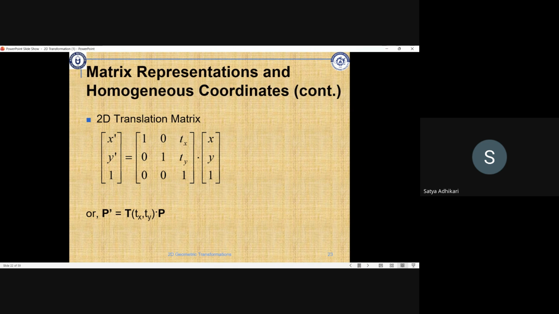Same translation matrix, but see how it is represented in a matrix of 3 cross 3. S dash, y dash, 1 equal to translation matrix. You see, this is a 3 cross 3 matrix. 1, 0, tx. If we multiply, S dash will be 1 into x plus 0 into y plus tx into 1. That means S dash equal to tx plus 1.